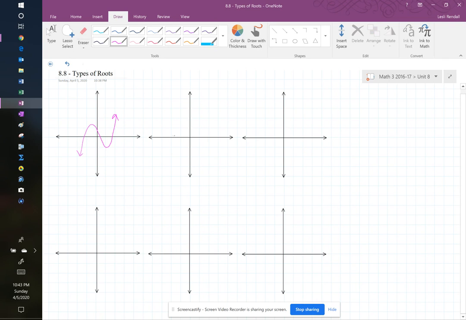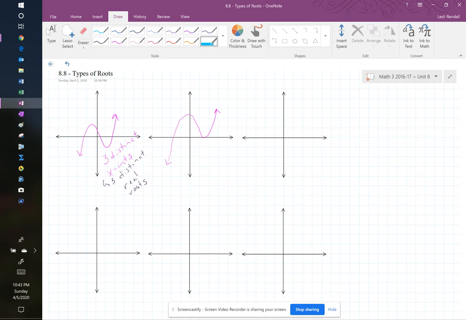It was possible to have 2 real roots if I had a graph that looked like this. So here I have, in the first graph, 3 distinct x-intercepts, which then means we have 3 distinct real roots.